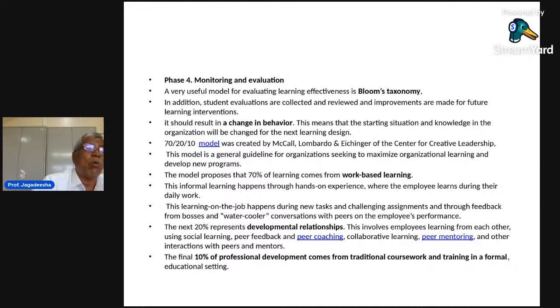As an employee, you are required to interact with your subordinate. So superior first, second the peer, third the subordinate. If you are able to interact with the people concerned, this is what is called the relationship. By interacting with all these people, if the trainee is able to interact with all of them, I'm sure the learning will also come to the extent of 20%.